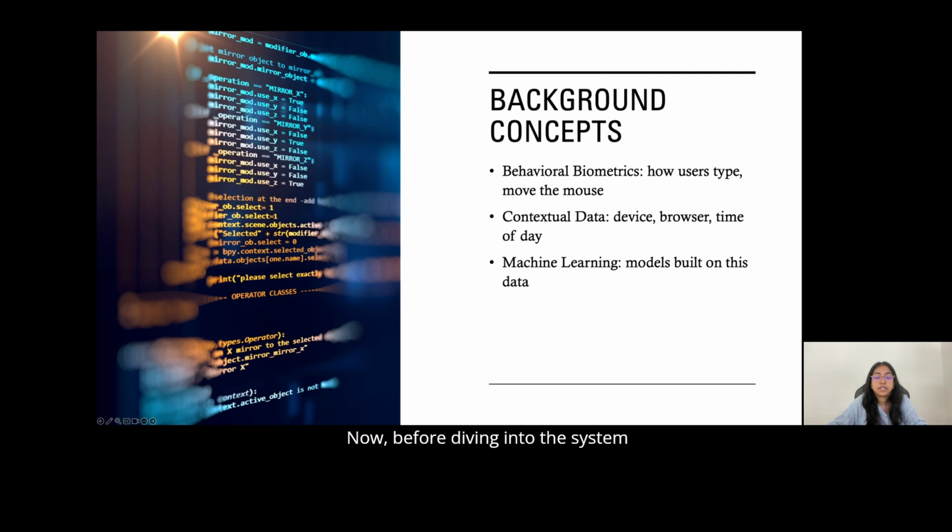Now, before diving into the system itself, I want to set the stage with a bit of background. Behavioral biometrics refers to the unique way someone interacts with the computer, like how long they hold keys, the rhythm of their typing, and how they move a mouse. Contextual data looks at external patterns, such as the time of login, device type, or browser information. All of this data is collected on the front end and structured into feature vectors. These are then passed to machine learning models. In my prototype, I used an SGD classifier. It's a lightweight model that's good for fast incremental learning.